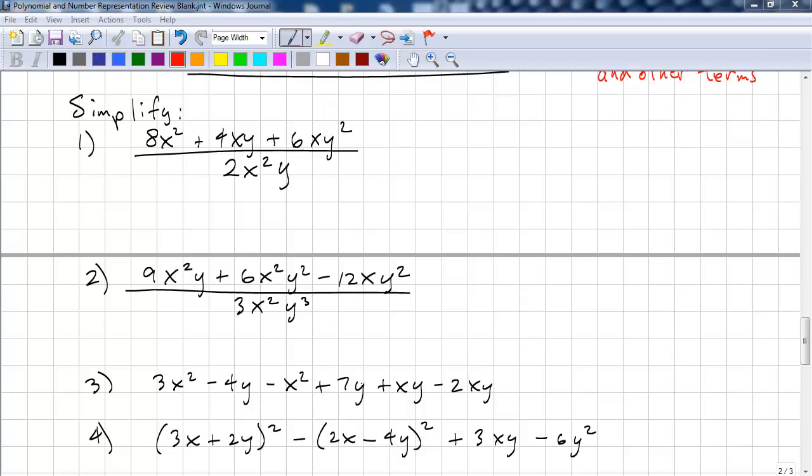Hi, this is the Polynomials and Numbers Review Answer Key. You should try these before looking at the key, just to make sure that you understand the concepts.